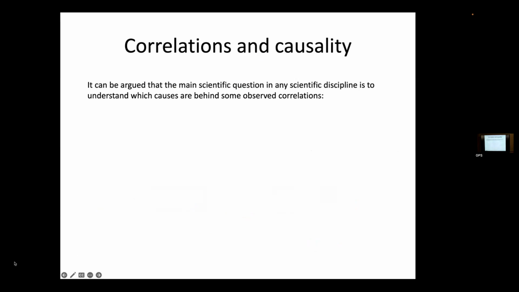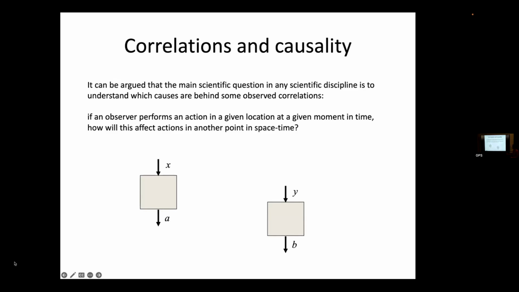I think we may all agree that a lot of scientific activity is devoted to understanding which causes can explain some observed correlation. So you make some experiment, you observe some outputs, when you make some actions in some given points in space-time, and you try to explain what would explain this correlation. If there is someone making an action X and getting an output A in a given region, say in space-time, you want to see how this will affect the actions by another observer in another location, making some actions Y and getting result B.